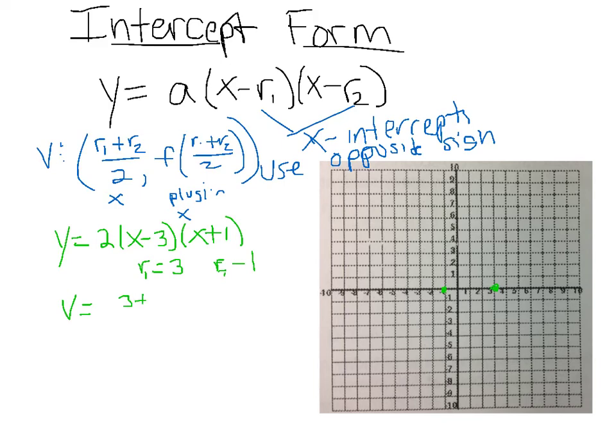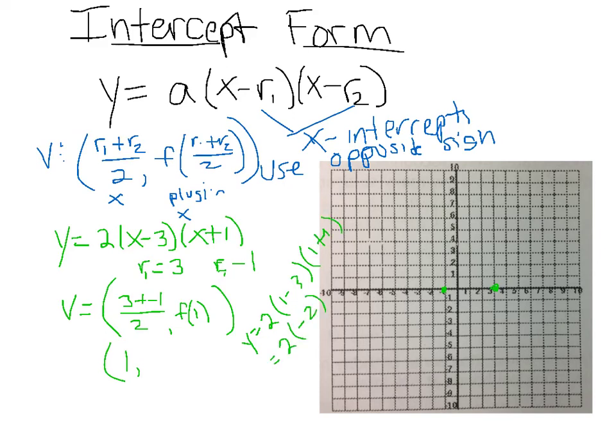We need to take the average of those numbers. So (3 plus negative 1) over 2. This is going to help me find my x value. 3 plus negative 1 is 2. 2 divided by 2 is 1. To get the y value, we need to plug that in. So we're going to plug in f of 1 into my equation. So y equals 2(1 minus 3)(1 plus 1). 1 minus 3 is negative 2. 1 plus 1 is 2. So 2 times negative 2 is negative 4, times 2 is negative 8. So my vertex is at (1, negative 8).